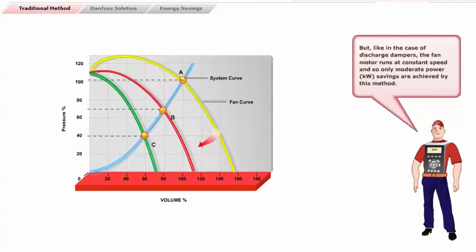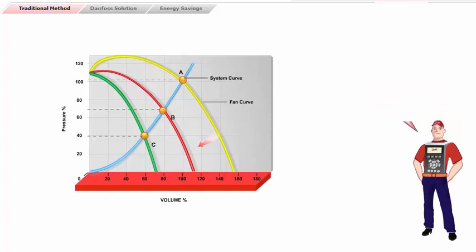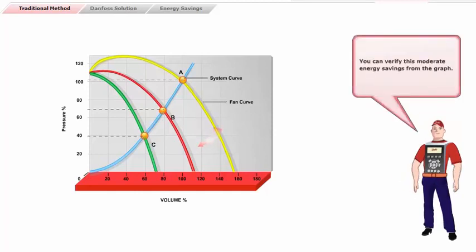But, like in the case of discharge dampers, the fan motor runs at constant speed, and so only moderate power savings are achieved by this method. You can verify this moderate energy savings from the graph.